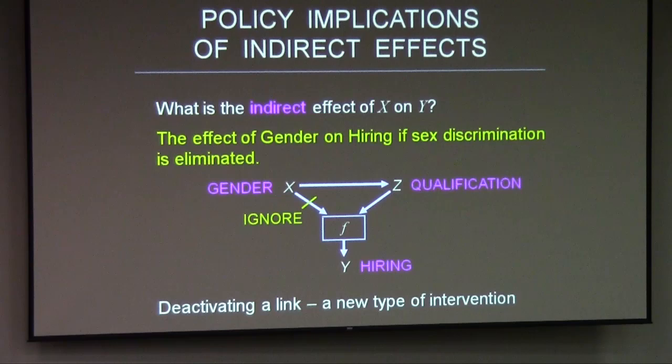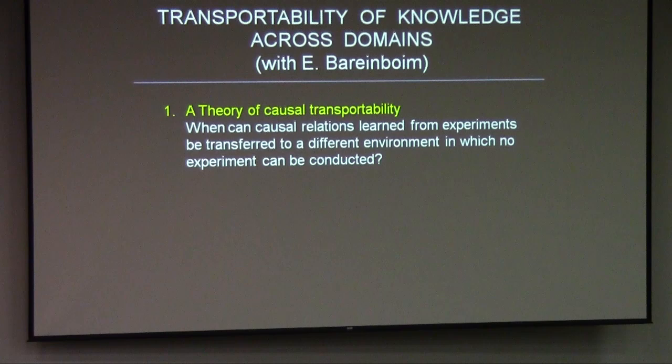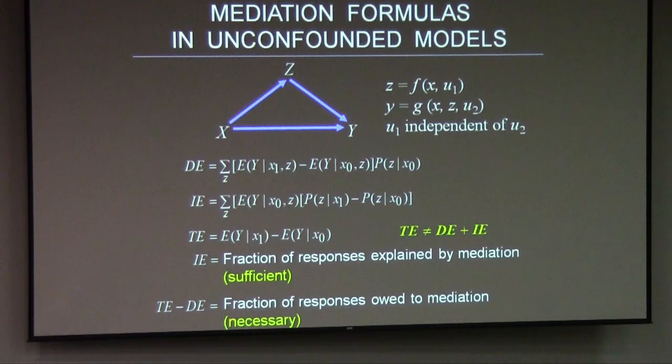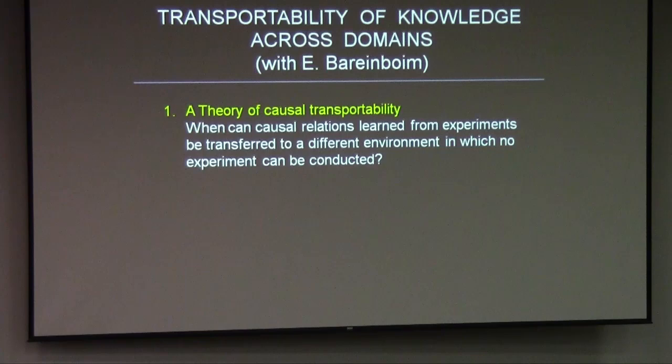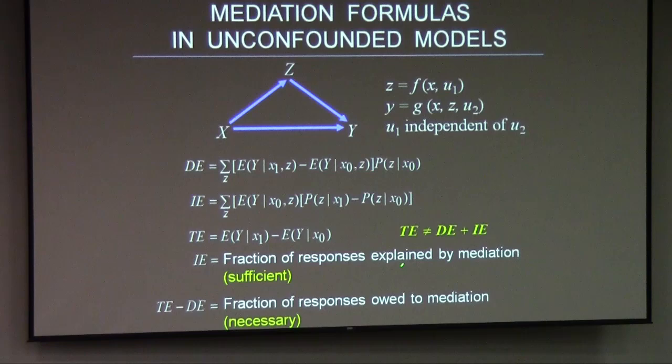Okay? It turns out that it's solvable, and I'll show it to you. The answer is some equations here. We can articulate the condition under which it will be inferable, estimable from data, both empirical and observational. And then we have an estimate. That means an expression in terms of the joint probability, that if the assumptions are correct, will give you the indirect effect, which is defined as the fraction of responses explained by mediation, versus the fraction of responses owed to mediation. The two are not the same in nonlinear systems.